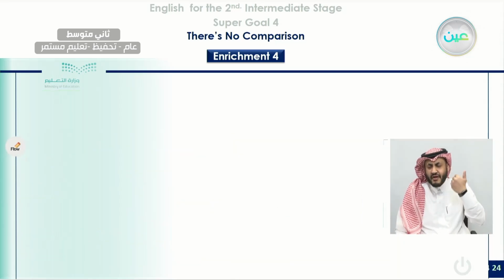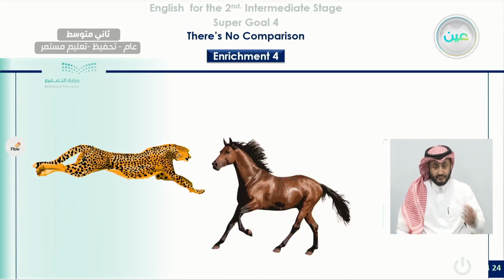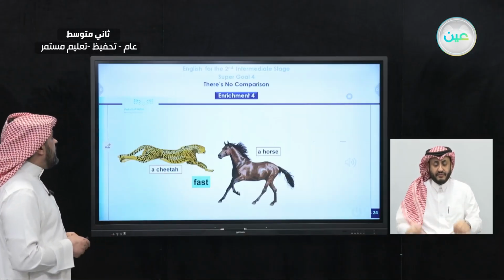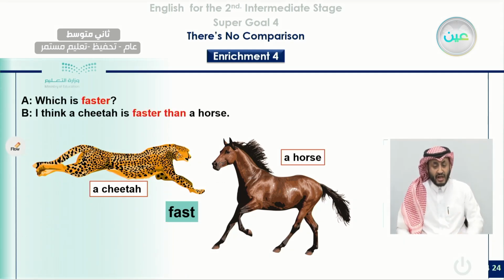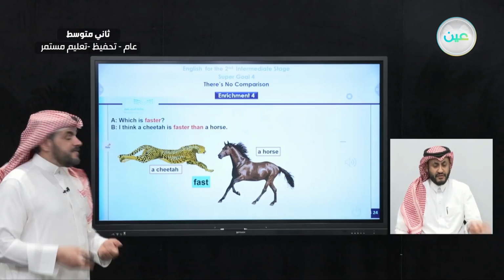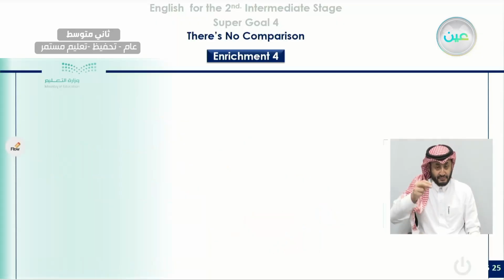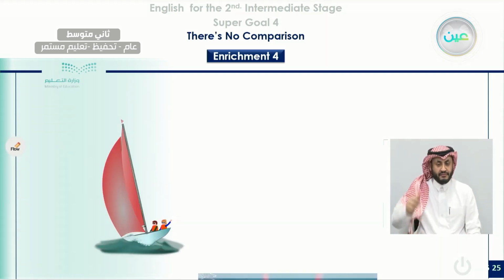time of the year. Okay, also we can see here a cheetah and a horse. Let's see how we can compare them with the adjective fast. We can say, I think cheetah is faster than a horse. But not only faster than a horse, it is the fastest in the world. Okay, you can say here, I think cheetah is the fastest on land.